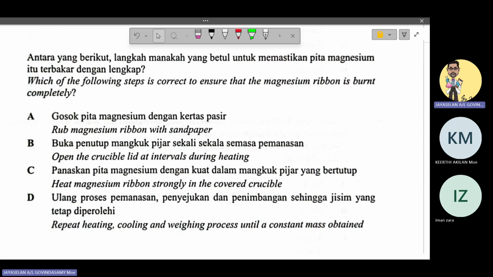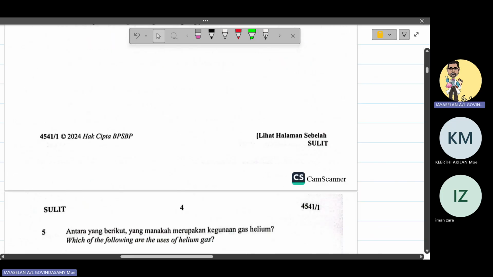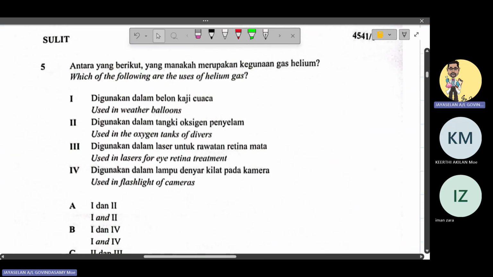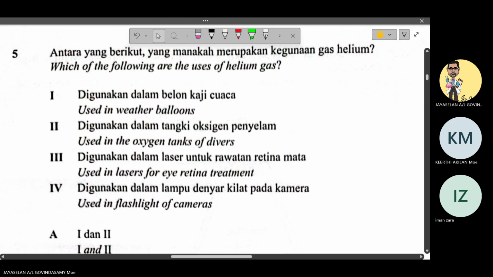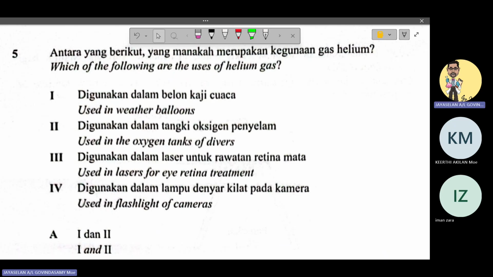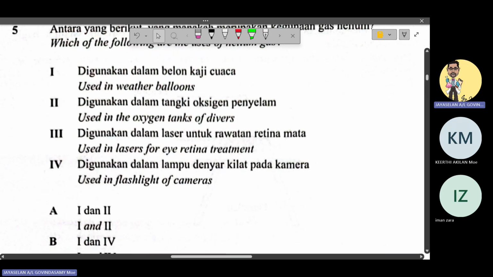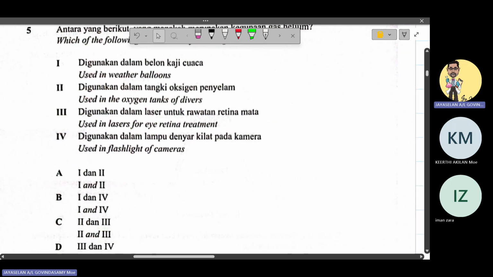Okay, I think done. This is 2024 SPM trial paper. Just put the answer. Okay, which of the following are the uses of helium gas? So the choices of answer are given.